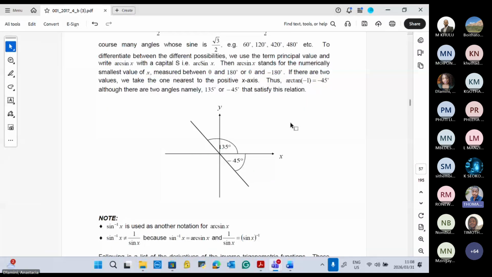Let's say you are given an equation x is equals to sine y. To get y, you have to change the sine into the inverse, meaning it will be sine to the power of negative 1. Okay. Then that's the inverse of sine.